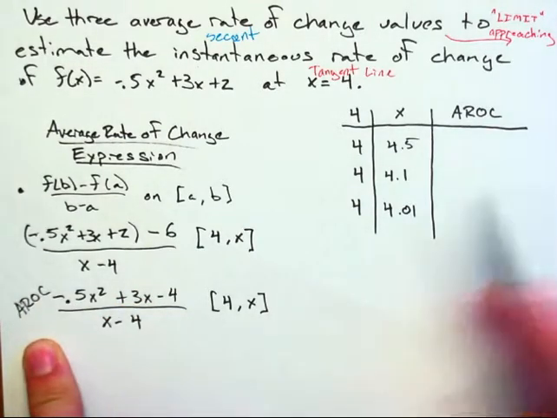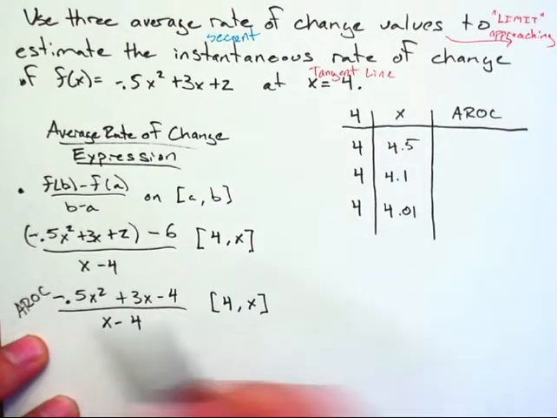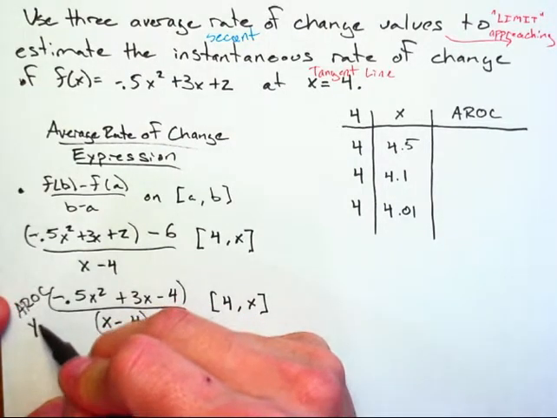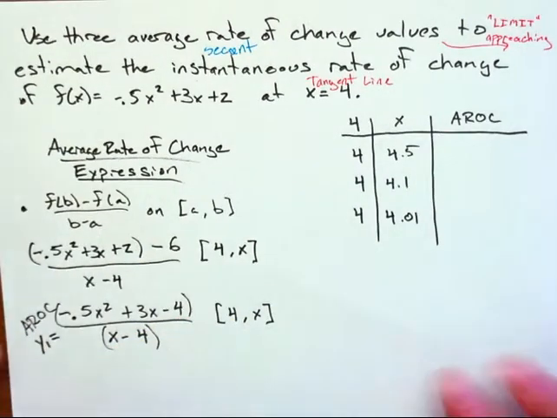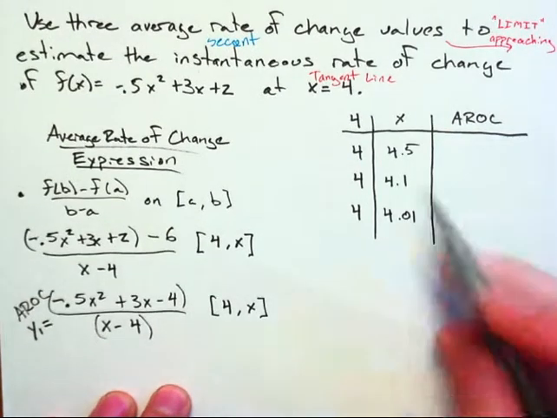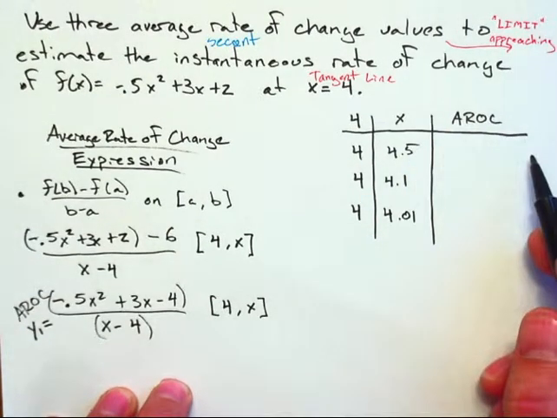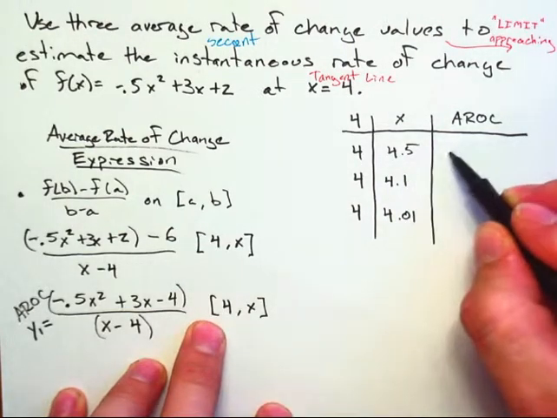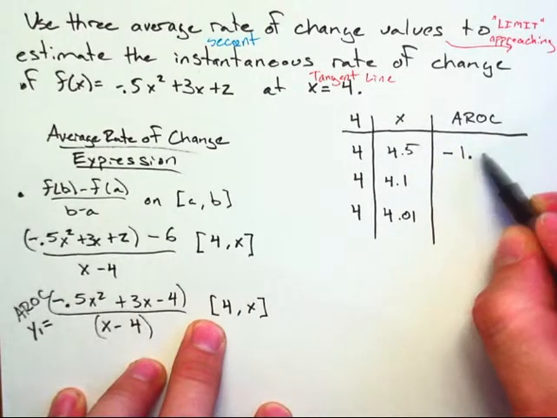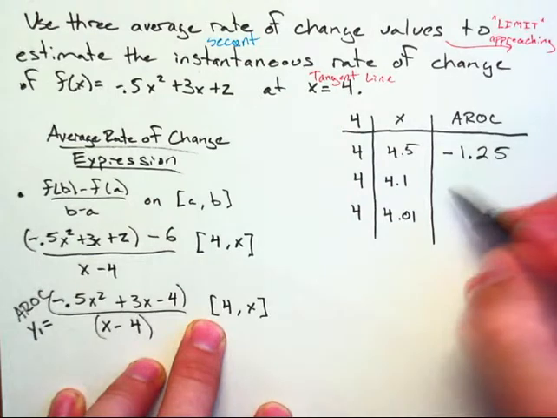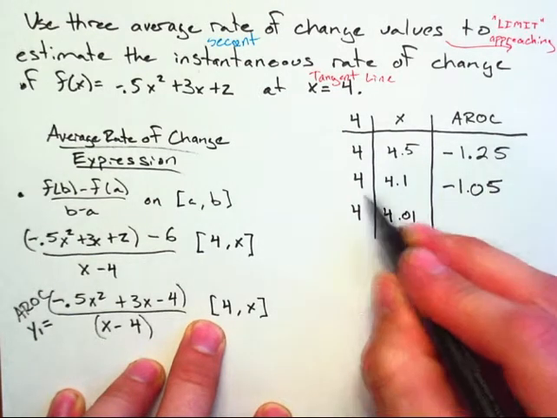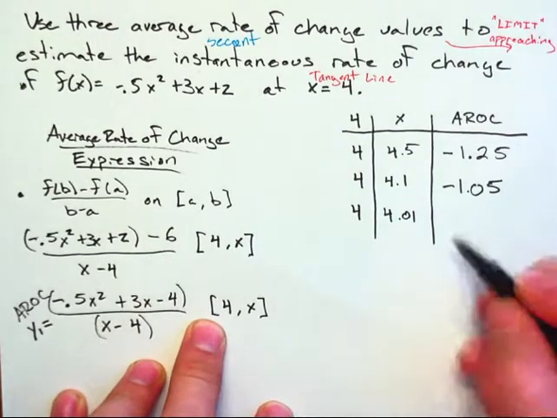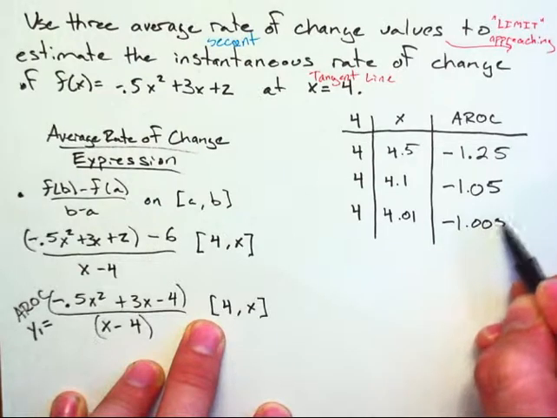So there are lots of ways to do that. One of the easiest ways is to take this formula, put the top in parentheses, put the bottom in parentheses, and plug that into your graphing calculator as y1 or y2, depending on what else you've got in there. Then you can just plug in these values into your table, and it'll just pop out that average rate of change without you having to do any computations. So that's what I've done. Between 4 and 4.5, you get an average rate of change of negative 1.25. Between 4 and 4.1 you get negative 1.05. Between 4 and 4.01, if you compute it correctly, you should get negative 1.005.